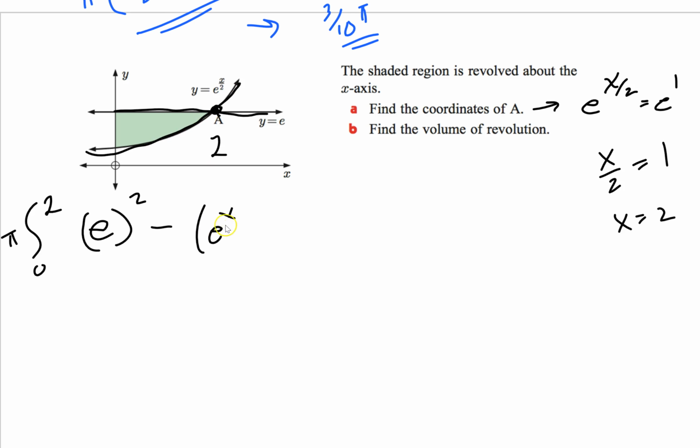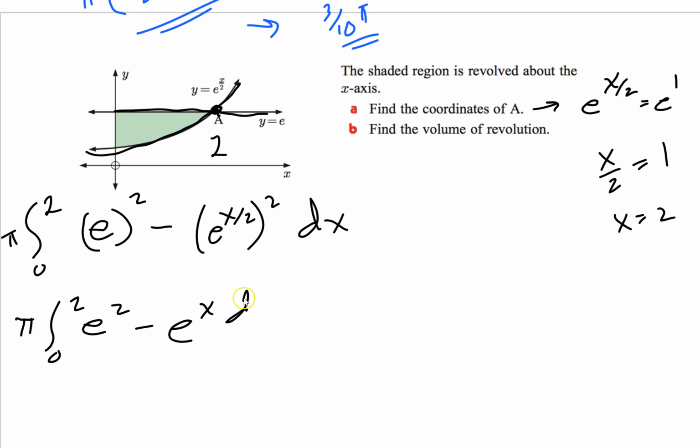So (e^(x/2))^2 dx. To simplify before we actually take the integral, it'll be pi times the integral from 0 to 2 of e squared minus e to the x dx. Now we can integrate this. Again, e squared is just a constant, there's no x there, so all you have to do is add an x.